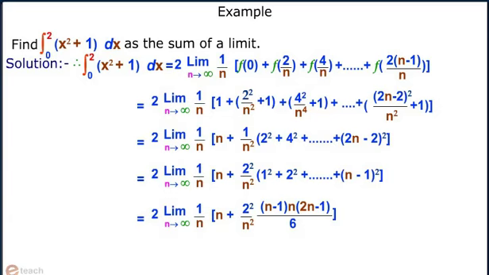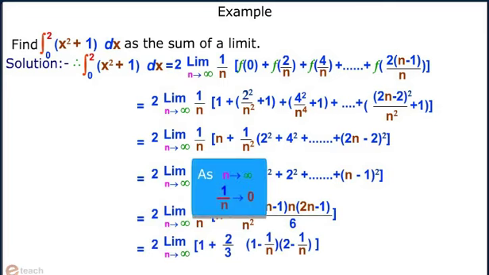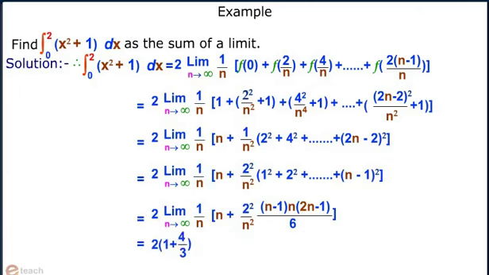Now using the formula of the sum of squares series, we get 2 into limit n tending to infinity 1 by n into (n plus 2) square by n square into (n minus 1) into n into (2n minus 1) divided by 6, which comes out to be 2 into limit n tending to infinity 1 plus 2 by 3 into (1 minus 1 by n) into (2 minus 1 by n). Now as n tends to infinity, 1 by n tends to 0. So the equation becomes 2 into (1 plus 4 by 3), that is equal to 14 by 3.